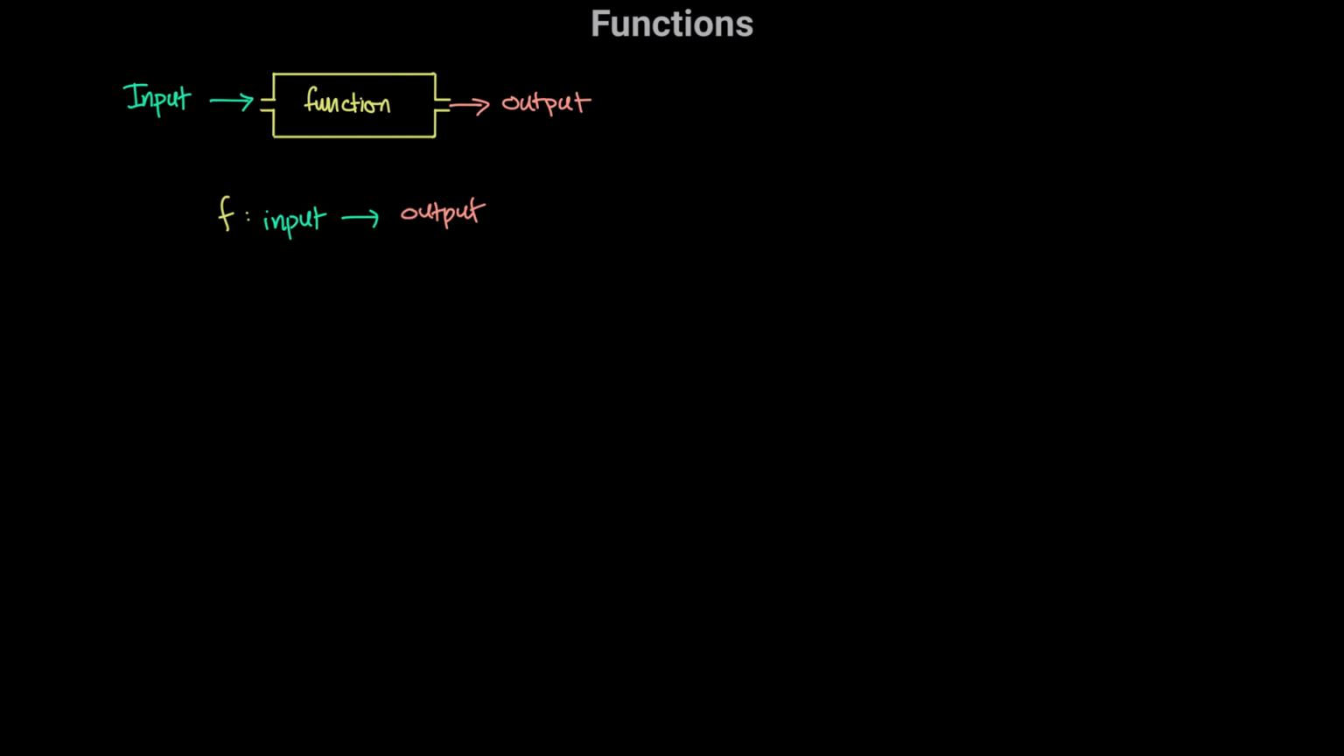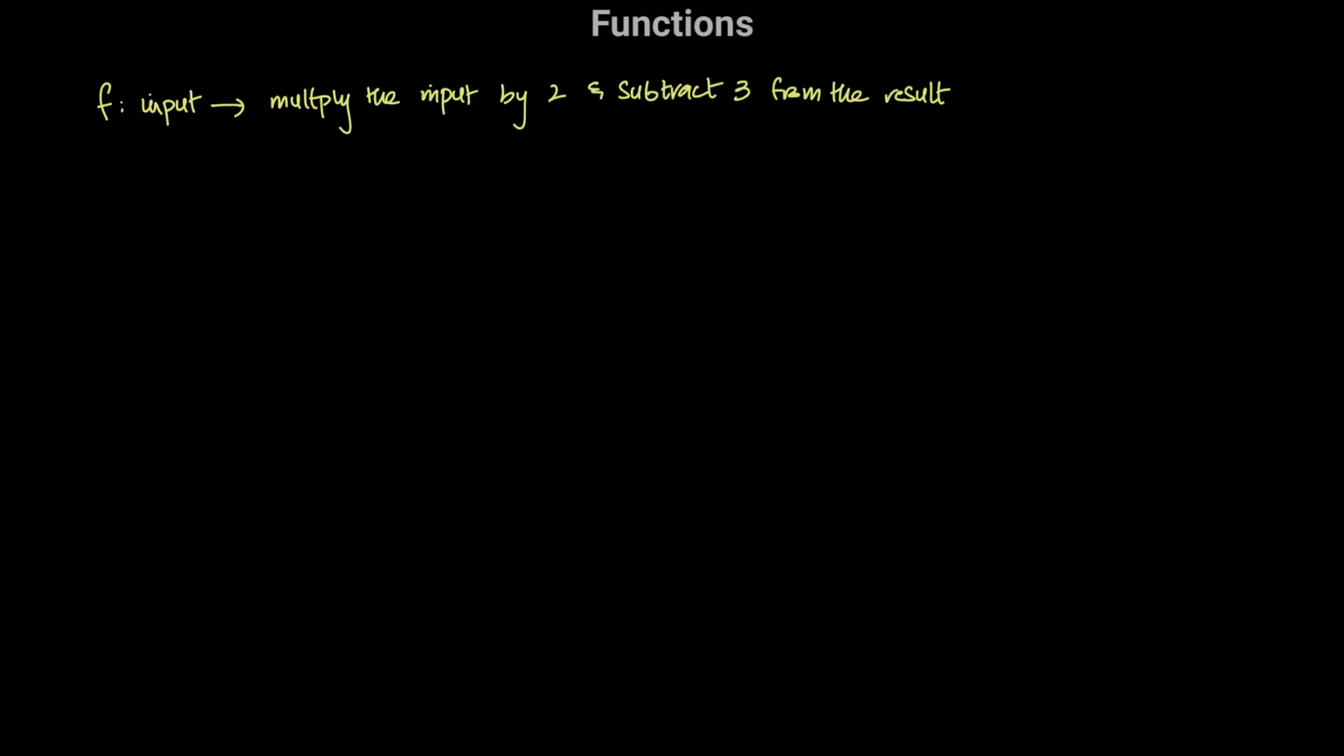So now let's look at an example. Let's say that I have a function f, and remember, a function takes an input and performs an operation or a series of operations on that input and returns the output. Let's say that I have a function f that takes an input, and what it does is it multiplies the input by 2 and subtracts 3 from the result.